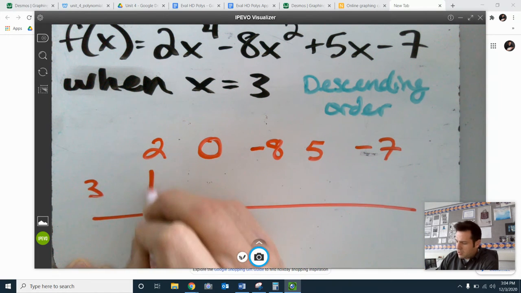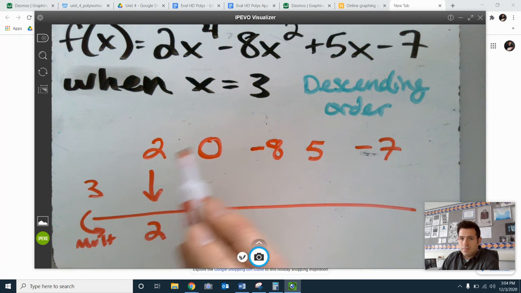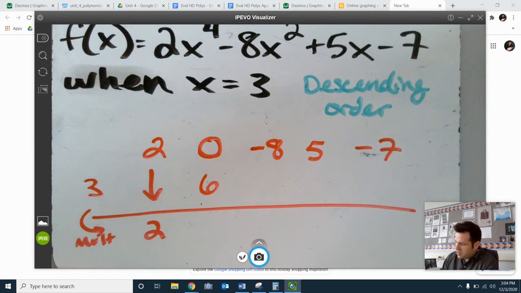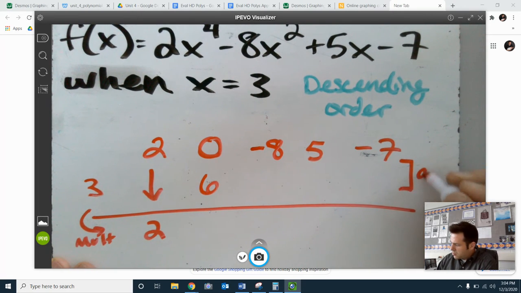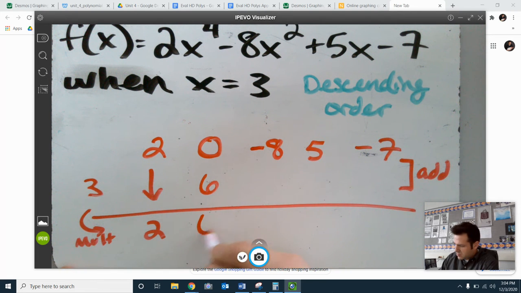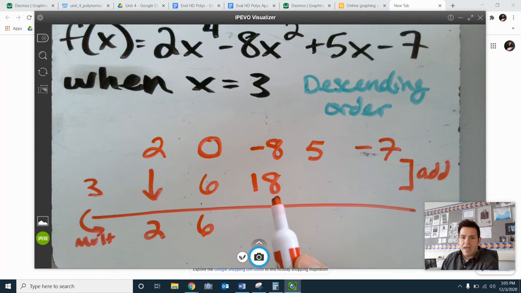First step is to drop the leading coefficient. In this case, it's 2. And remember, the numbers that appear under this line, I'm going to multiply by the number we're evaluating by. In this case, it's 3. So 3 times 2 is 6, and I'll put a 6 underneath the 0. Now remember, up here, these numbers we're going to add. So I got 0 plus 6, that's 6. Multiply, 3 times 6 is 18. Up top above the line, I'm going to add. So I have -8 plus 18, that's 10.